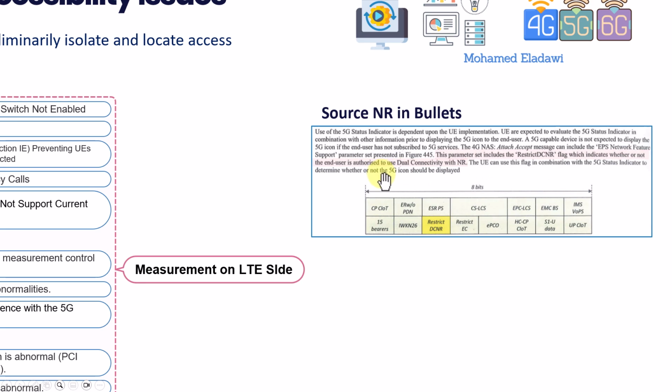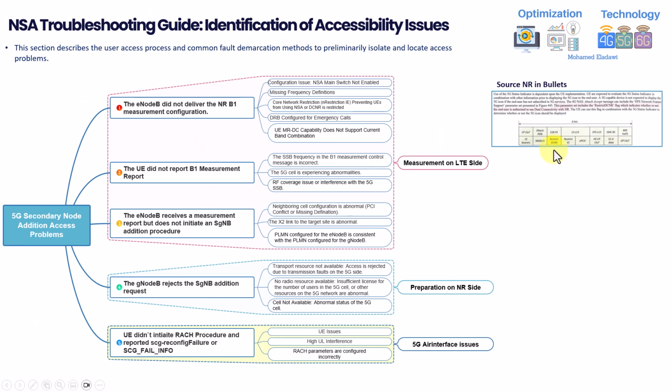So sometimes, from the attach message, not only the initial access, you will find this Restrict DCNR. So this can also be one of the issues, that the user, for example, is not allowed to use it. Also, sometimes the user himself might be disabling 5G. So this also will be included in the attach request. The user will be highlighting that he is not supporting it. So this can also be something in the attach message.